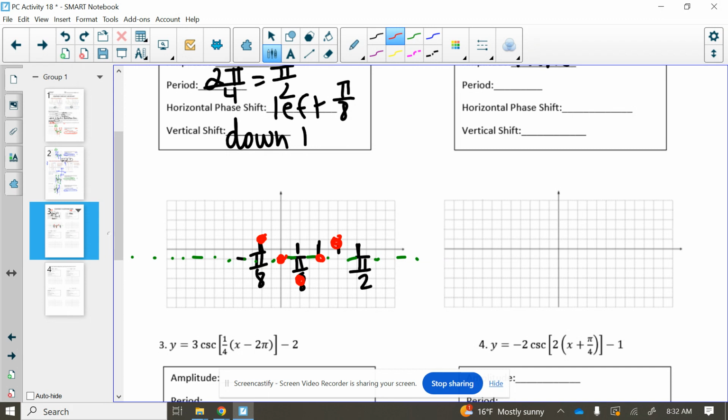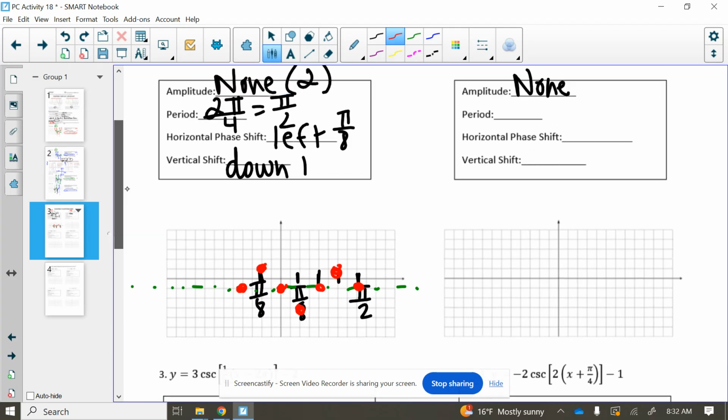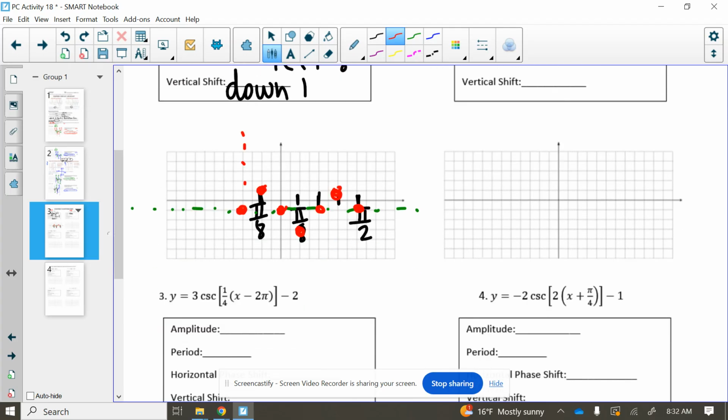Now, instead of connecting the points on these graphs, remember we are actually graphing a secant, which means we're going to put in vertical asymptotes anywhere we touch that midline. And anywhere there's a max, we're going to open the graph up. At a min, we're going to open the graph down. And anywhere the midline is touched is a vertical asymptote.